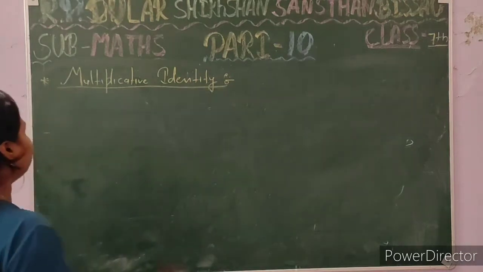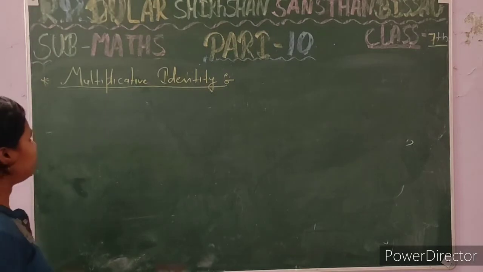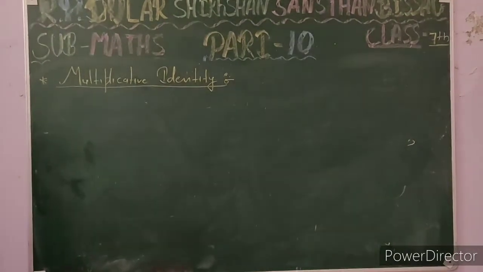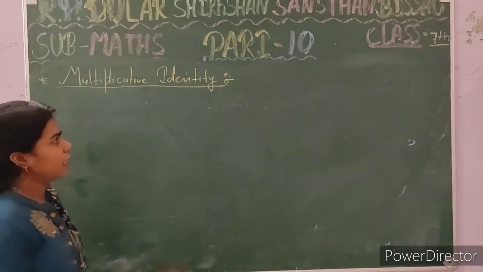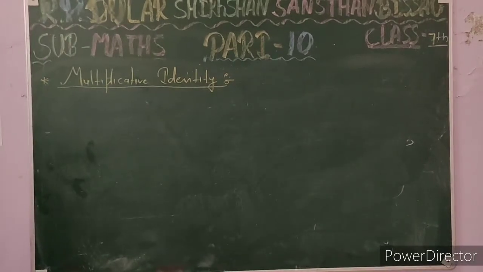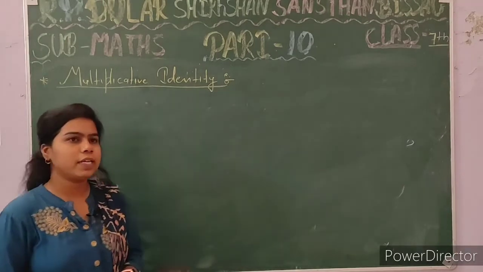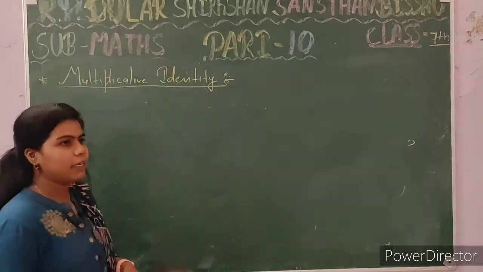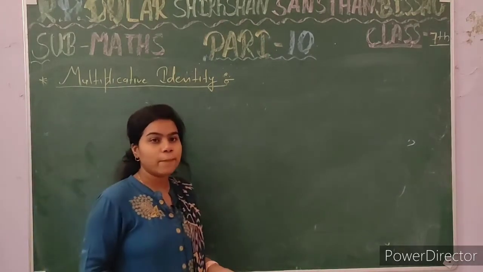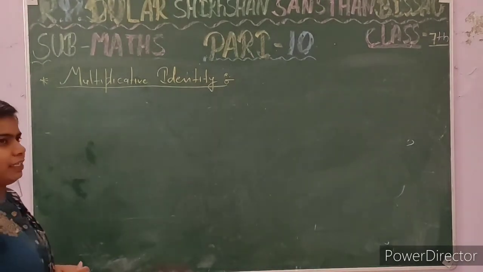Today is part 10. Today I tell you about multiplicative identity. What is the meaning of multiplicative identity? In the previous part we have studied the commutative property of multiplication. In today's class I tell you about multiplicative identity. In the previous class we also studied additive identity. But in today's class, what is the meaning of multiplicative identity?